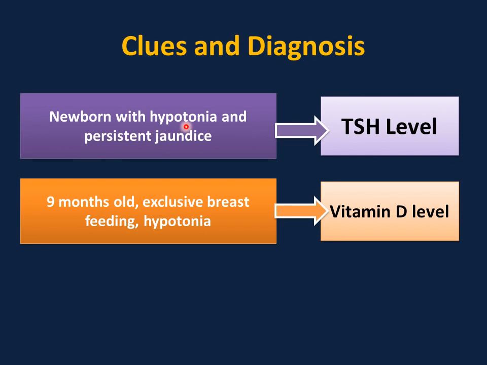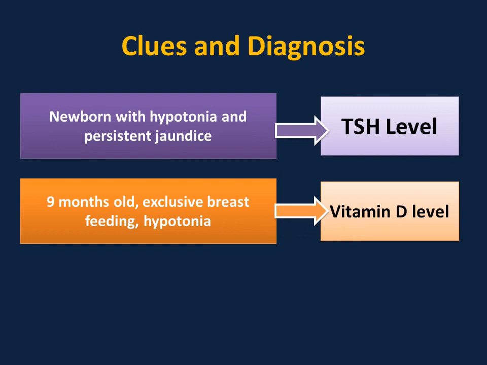Hypothyroidism can present in neonates with hypotonia and persistent jaundice. If the TSH level is very elevated, this will confirm the diagnosis. Vitamin D deficiency can present in infants who are breastfed exclusively without vitamin D supplementation, and the presentation can be hypotonia as well. If you order hydroxy vitamin D level and it is low or very low, this will confirm the diagnosis.